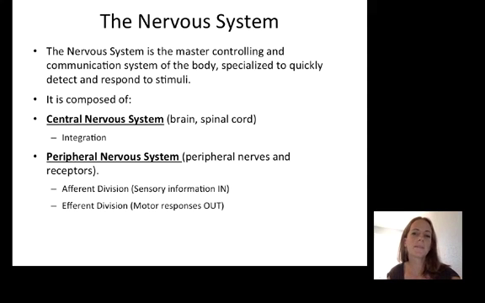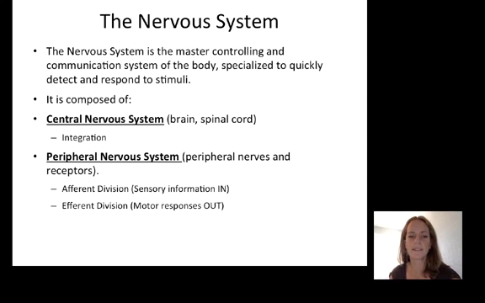So the nervous system is the master controlling and communication system of the body. It is specialized to quickly detect and respond to stimuli. It's composed of the central nervous system, which is the brain and the spinal cord. And the central nervous system's job is integration, taking in information from the outside world, deciding what to do with it, and then sending out responses to the body so that the body can respond and maintain homeostasis.